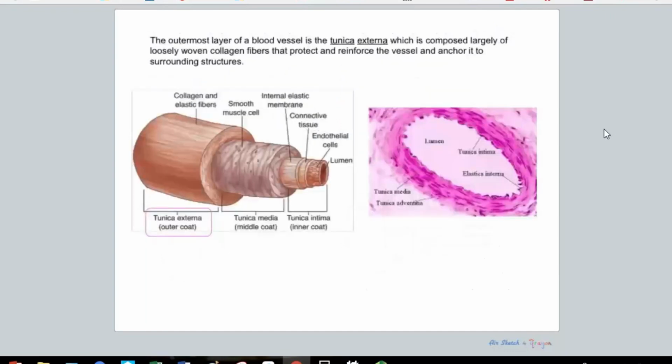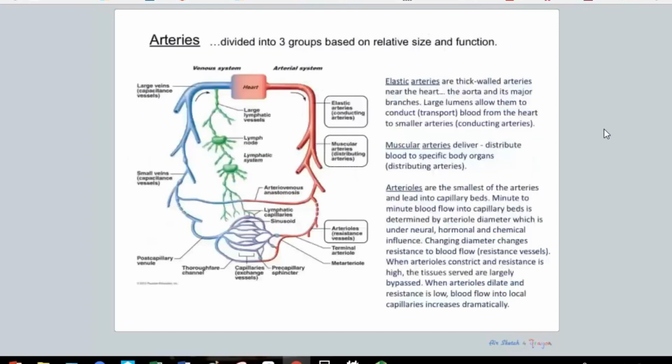And then the outermost layer here is the tunica externa, and this mostly has collagen fibers in it. They're going to protect and reinforce the vessel and anchor it to surrounding structures.